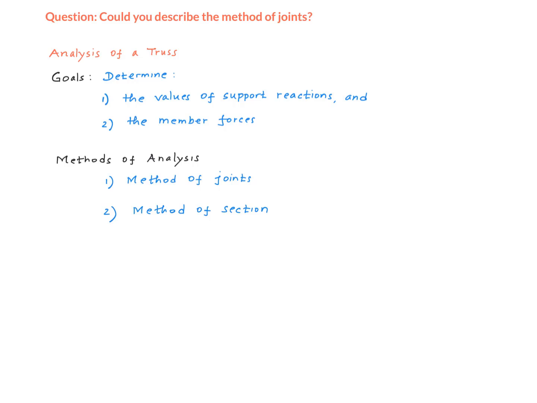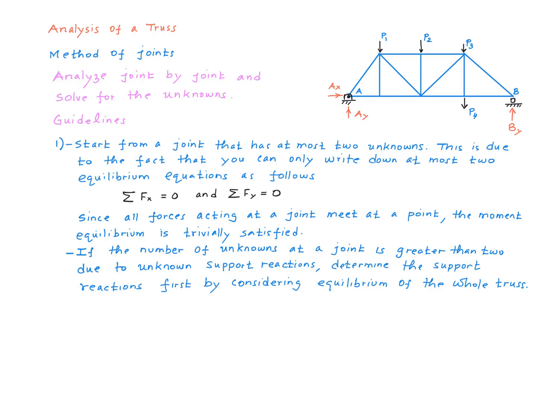The second one is what is called the method of sections. So let's talk about the method of joints. We kind of touched on this already a little bit, right? In the method of joints, we analyze joint by joint and solve for the unknowns. So this method is not unlike what we did in the case of cable systems. So let's go through some guidelines here.